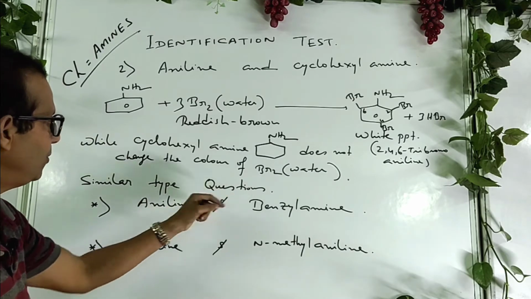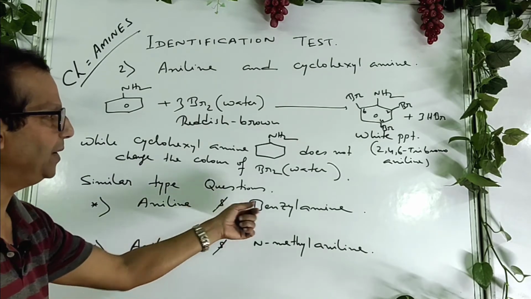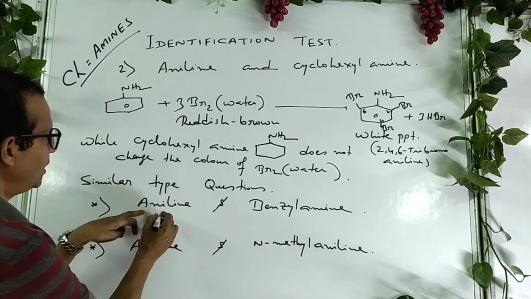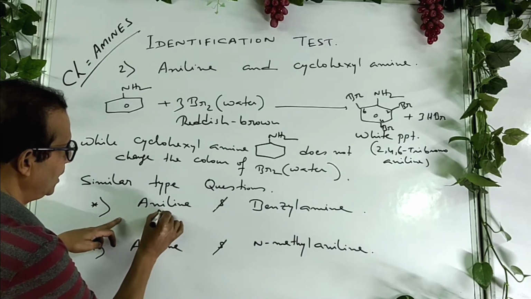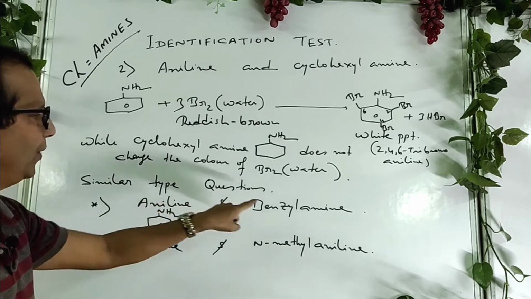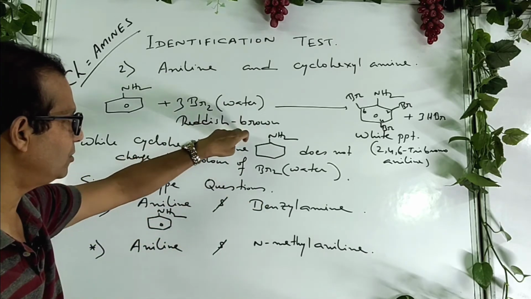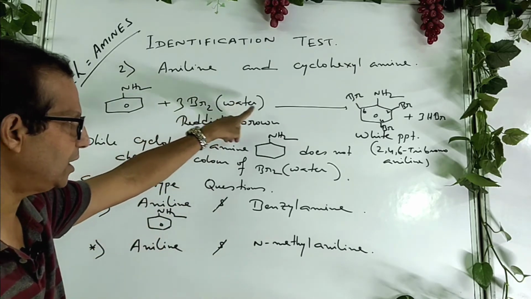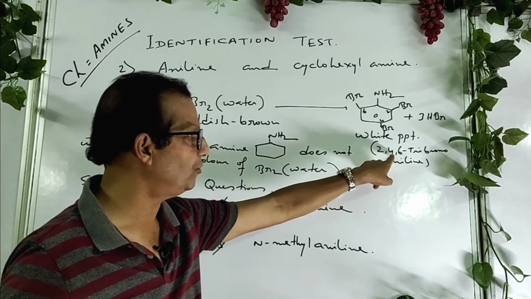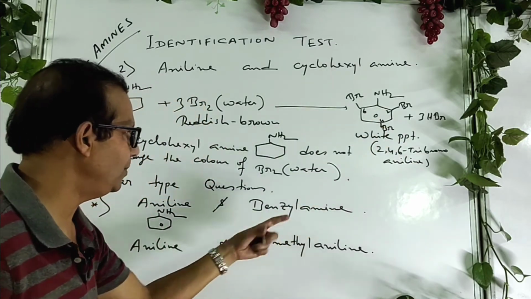Similar type of question you may find in aniline and benzylamine. Aniline, you know that the structure of aniline is like this, NH2. So you can write, when treated with reddish brown bromine water solution, aniline decolorizes the bromine water to get a white precipitate of 2,4,6-tribromoaniline, while benzylamine does not.